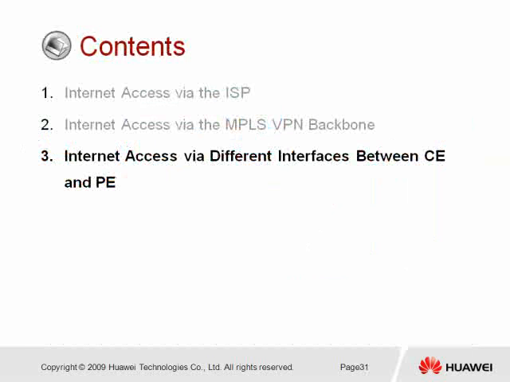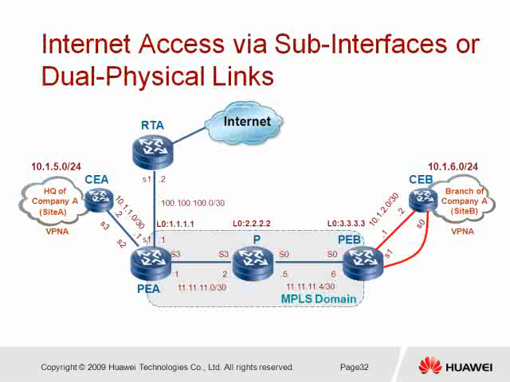Now, let's see the last part. Internet access via different interfaces between CE and PE. As the figure shown, there are two links between CEB and PEB. The user of CEB uses these two different links to access the user of CEA and the Internet.